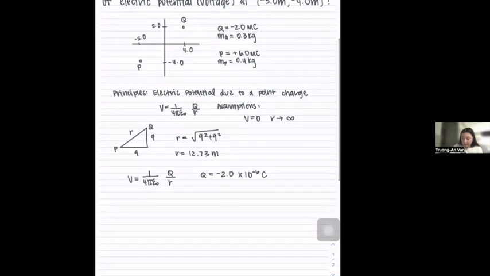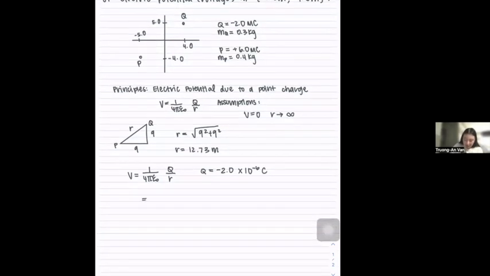So that's why we use negative 2.0 microcoulombs. Therefore, we get the equation to be 1 over 4 pi epsilon naught times 2.0 times 10 to the negative 6 coulombs, all over 12.73 meters. And then you get that that is equal to negative 1,412.7 volts. And that is our answer.